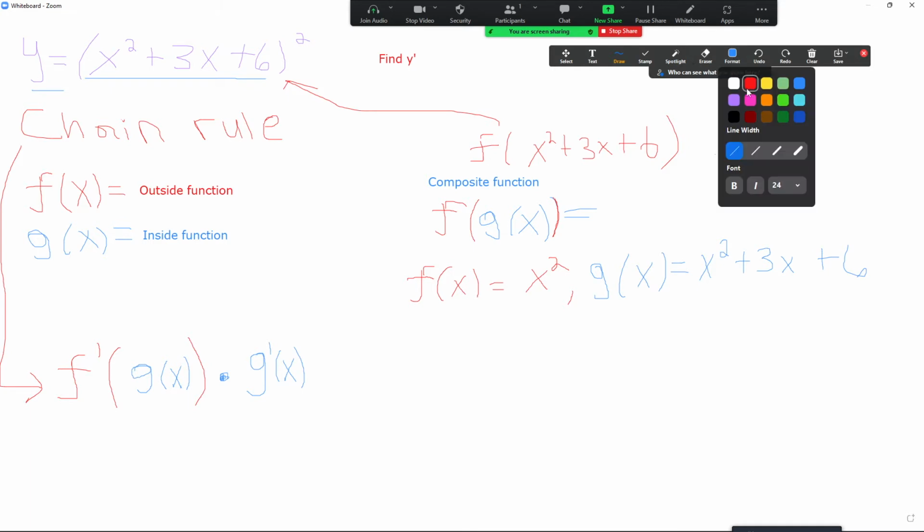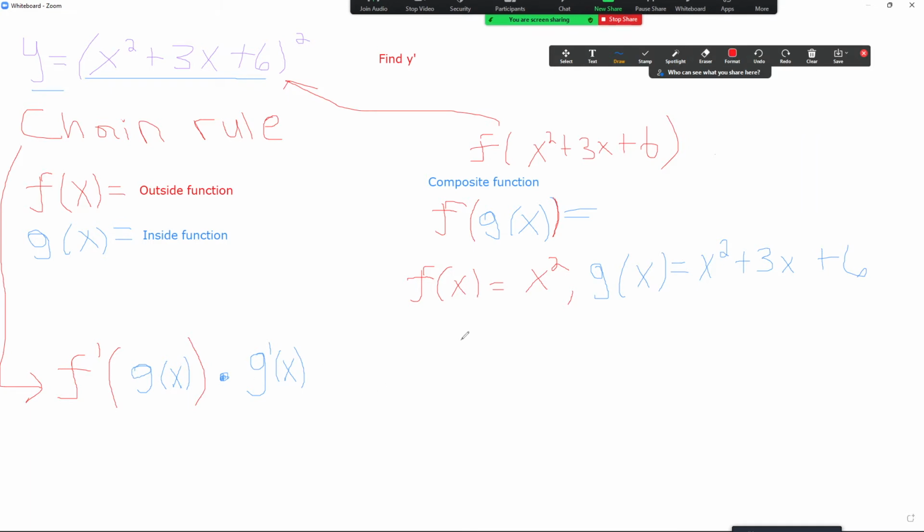So first, let's find f prime of x in general. We have that f of x is just x squared. So if we take the derivative and use the power rule, we should just get 2x.